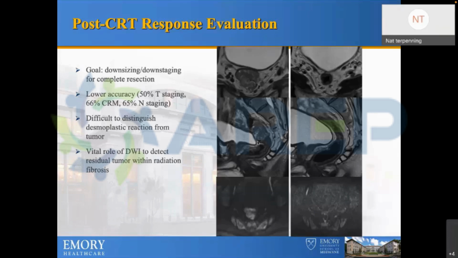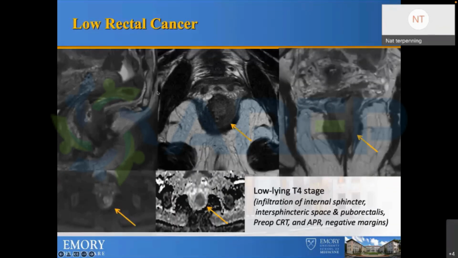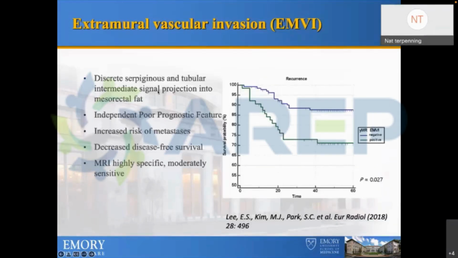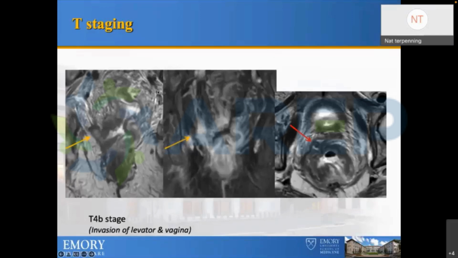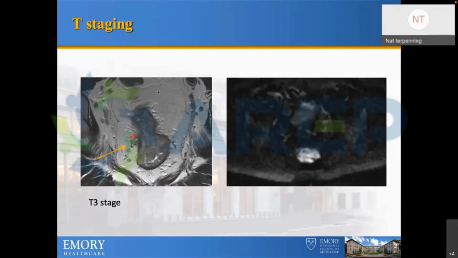You showed one image that I remember. You talked about early T3 and tumor fibrosis. We should be able to differentiate these two, because one will be surgery and one will be chemoradiation. Correct.